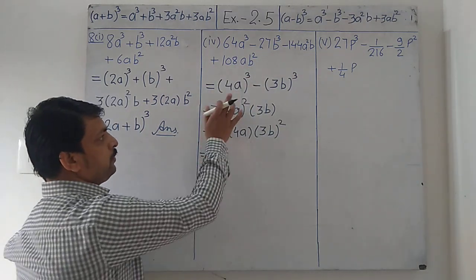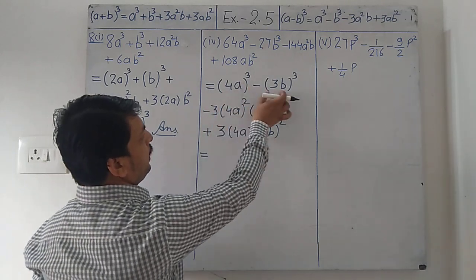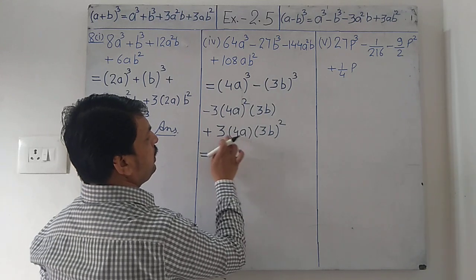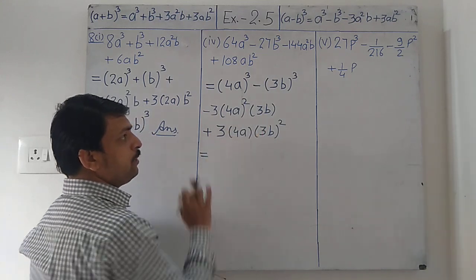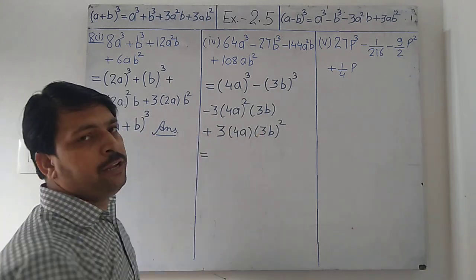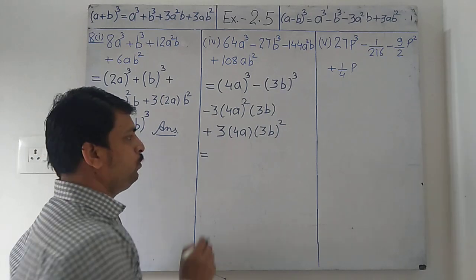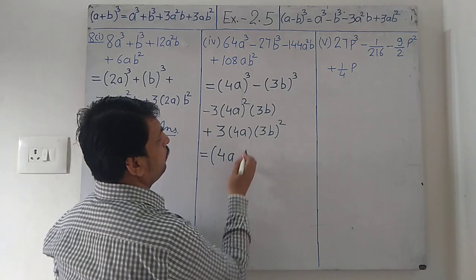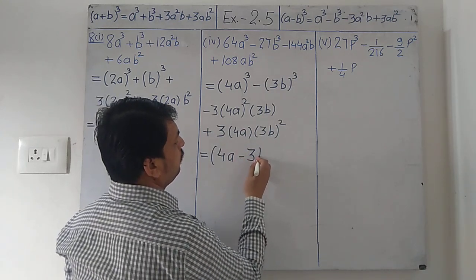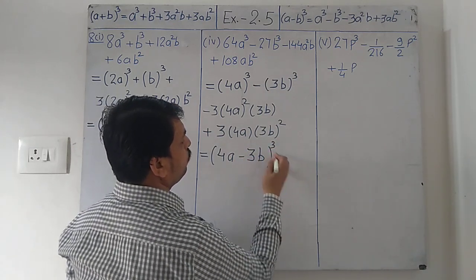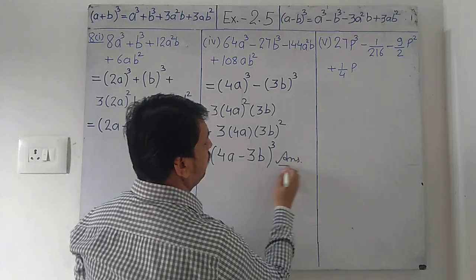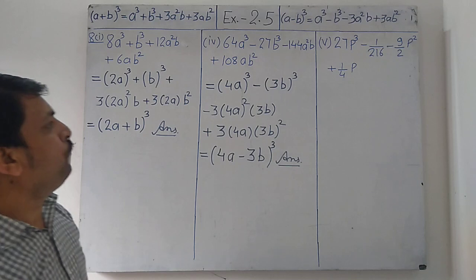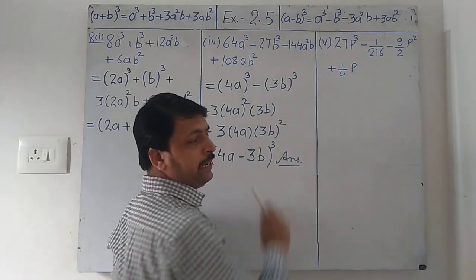So this is the form of a cube minus b cube minus 3a square b plus 3ab square, which can be written as (a minus b) whole cube. What is a? A is 4a and b is 3b, so (4a minus 3b) whole cube. That is our final answer. Clear?